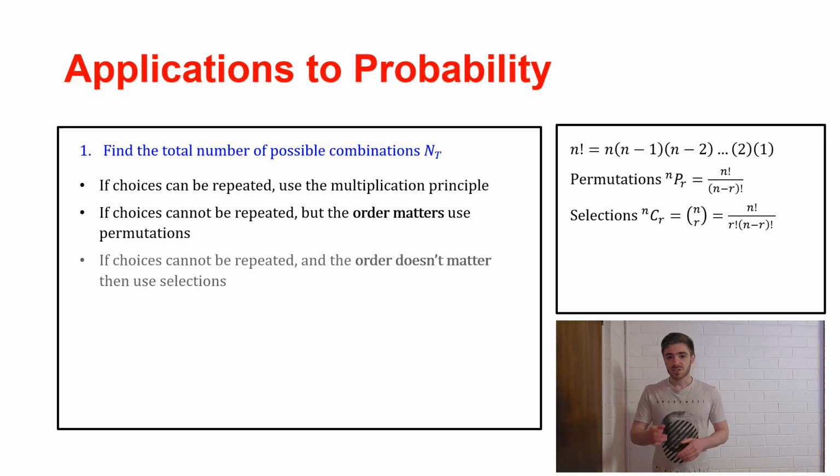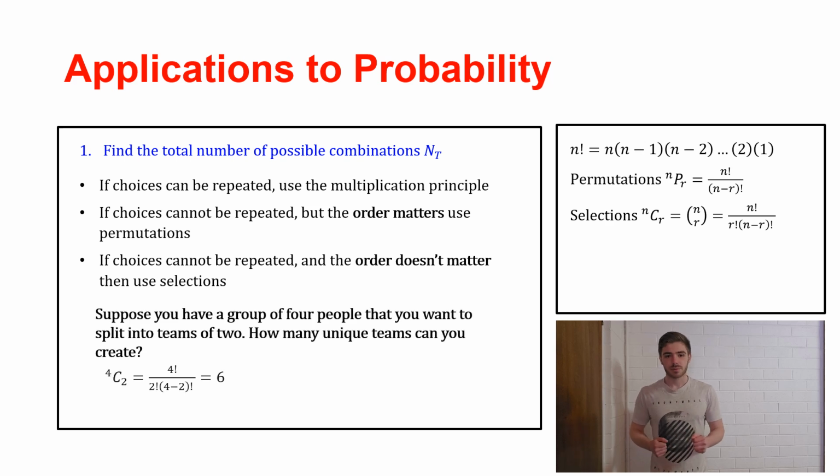And finally, if choices can't be repeated and the order doesn't matter, then we'll use selections. The typical example here is when selecting groups of people. Like, for example, a team of Jill and Jack is no different to a team of Jack and Jill. If you use selections, those duplicate combinations will be removed.